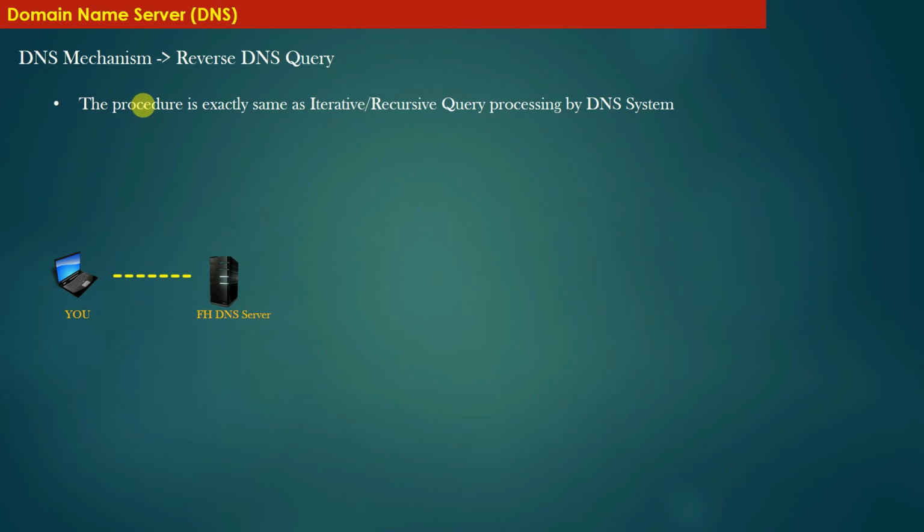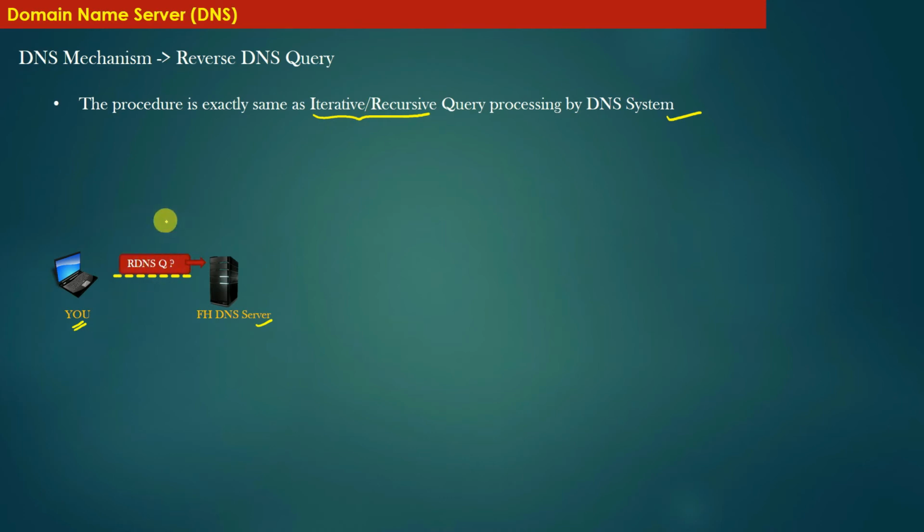So now we are going to discuss the mechanism of how reverse DNS queries are actually resolved by the DNS system. The procedure is exactly the same as iterative or recursive DNS query processing by the DNS system. You can see that you have a DNS client here, which is your local machine, and your local machine is configured with the IP address of your first hop DNS server, which is also called the DNS resolver. So your local machine generates the reverse DNS query, right?